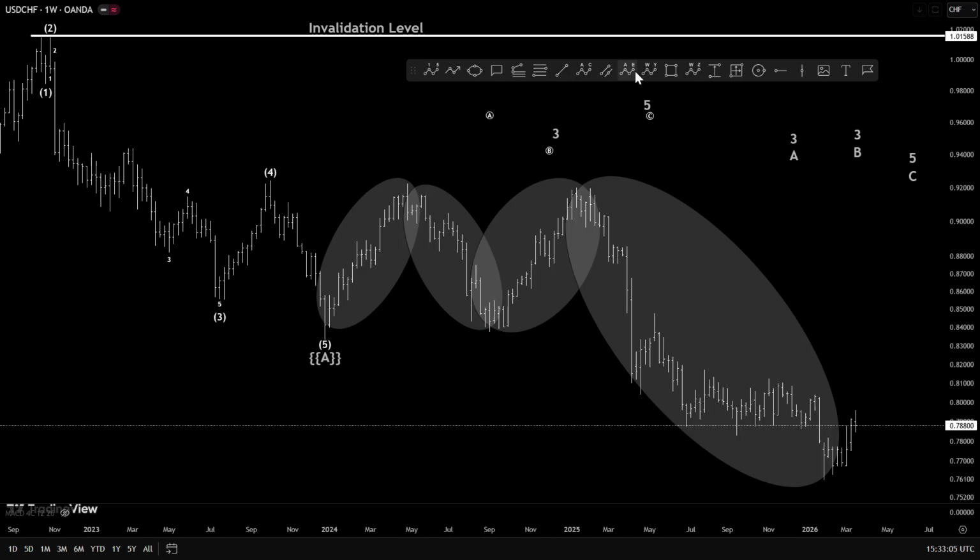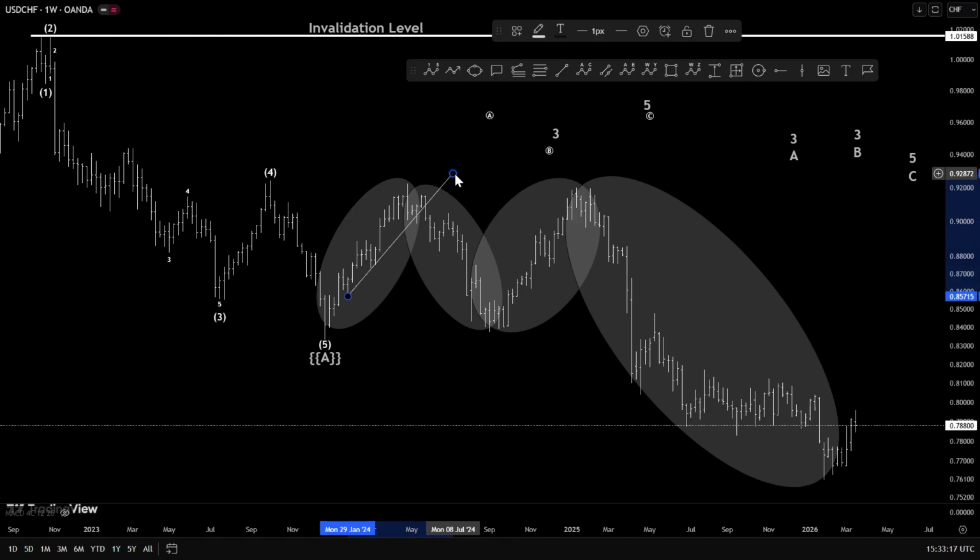Now, what we have here is what is called an ending diagonal on this side. Okay, and we're going to show you how it really looks. As you can see, after the completion of the flat, the trend was broken and retested, then started going all the way down.